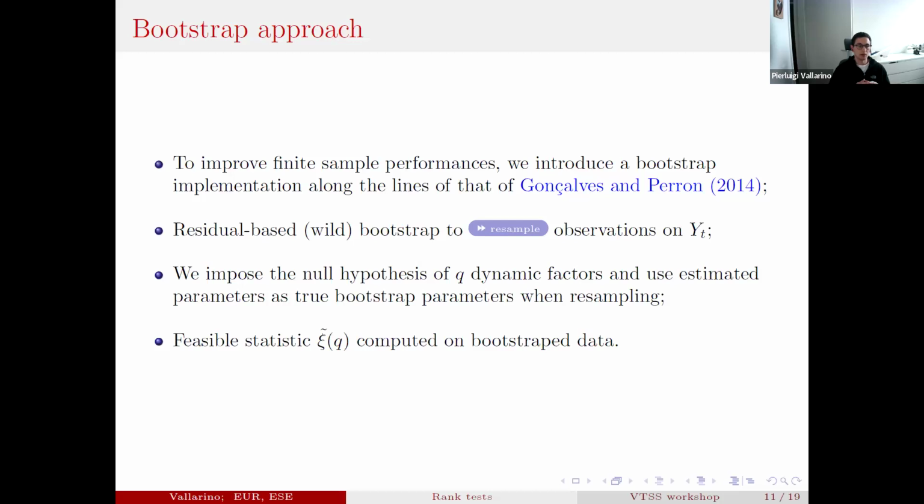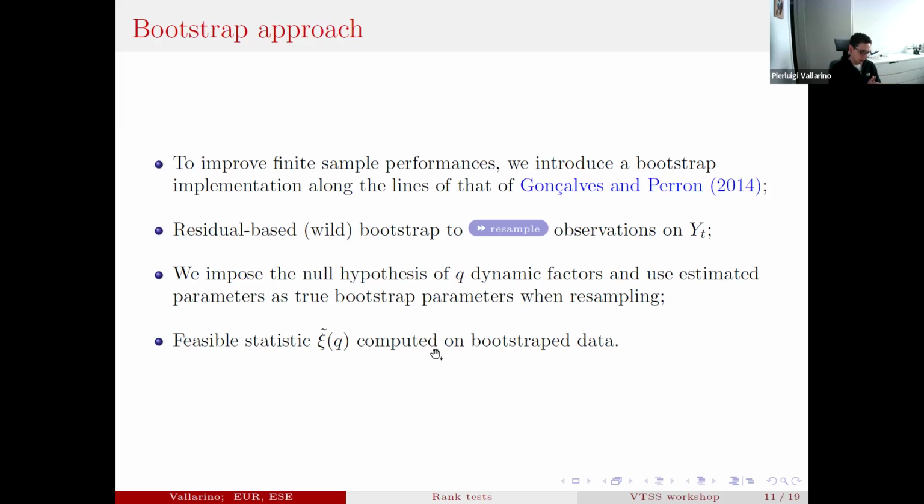And to improve finite sample performances of the test, we introduce a bootstrap implementation that works along the lines of that by Gonçalves and Perron. This is essentially a residual-based wild bootstrap to resample observations on the panel, and we impose the null of Q dynamic factors in the bootstrap data generating process. Furthermore, we also use estimated parameters as true bootstrap parameters when resampling.